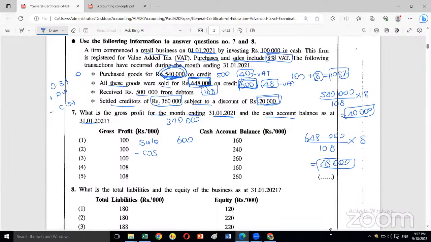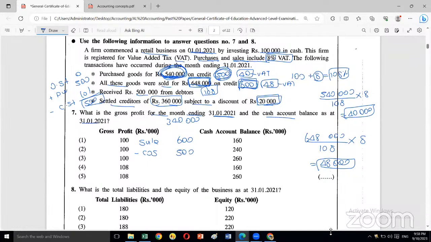But can I record the entire 540,000 as a purchase? No. Remember, always the VAT excluded amount; this is the VAT included amount. Only the VAT excluded amount should be recorded as purchase. So the purchase is 500,000. Is there any closing stock? No, they didn't give any details. So it is 0. How much is the cost of sales? 500,000. For your understanding only: if there is no opening stock or closing stock, your purchase will be your cost of sales.